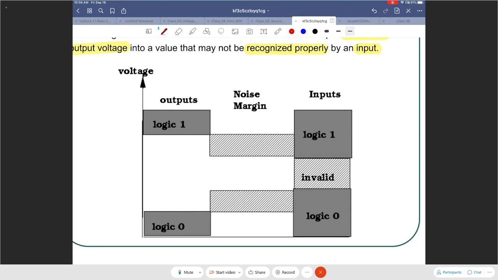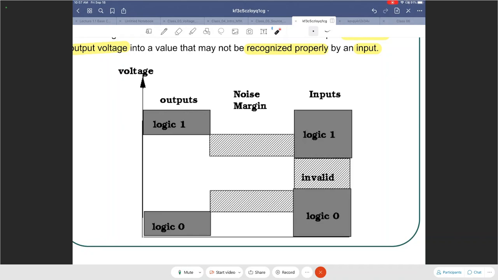This tells you everything. On the leftmost, the vertical axis here is the voltage. There are 3 columns. One is for output voltages for logic 0 and logic 1. The rightmost column is the input voltages for logic 0 and logic 1. And in the middle here, there is an invalid region for the inputs. And of course, over here, this is the invalid region for the outputs.